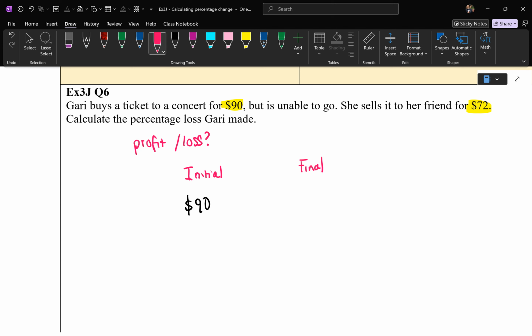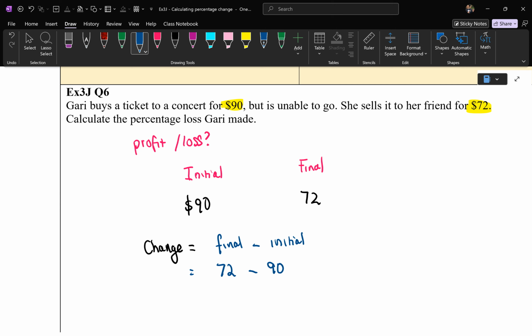Final is always the after. The after tells you, did you gain or did you lose? We went from $90 to $72, and the change, which is what we're trying to figure out in exercise 3J, is called working out the percentage change. So what is the change? You knew it was $18, but most of you probably did 90 take away 72. The reality is you ended up with 72, so you got less than what you started off with. So it should be final minus initial, which is 72 take away 90.